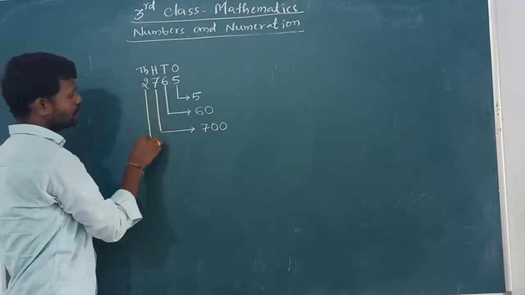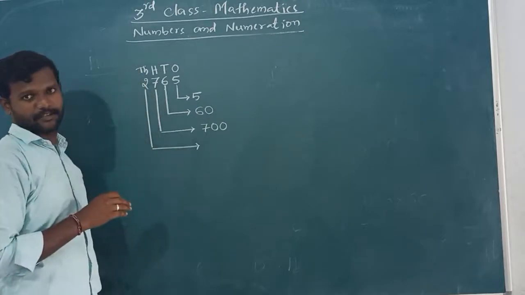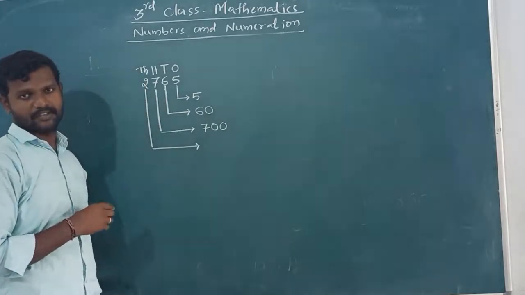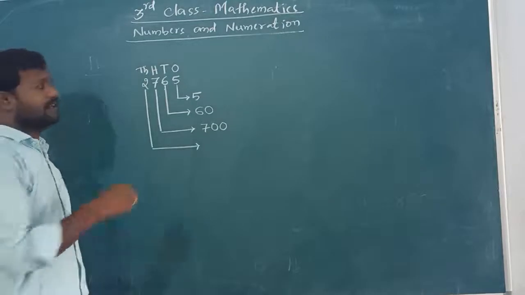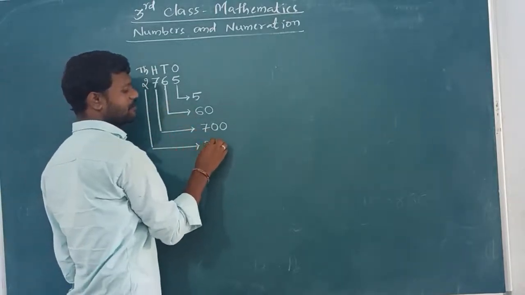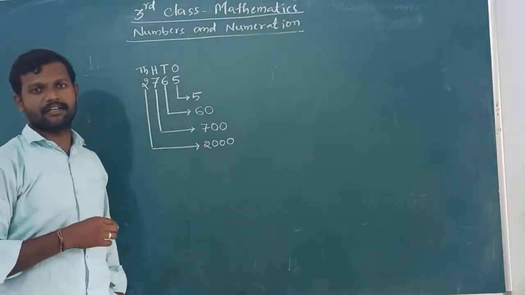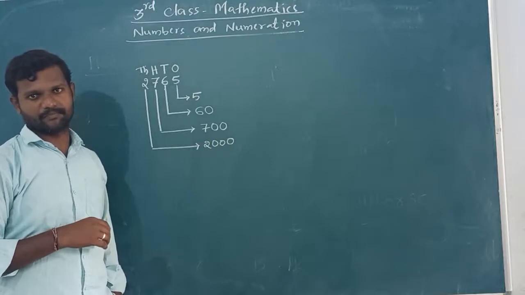Last, 2. 2 is in which place? 2 is in thousands place. So what is the place value of 2? How many thousands are there? 2 thousands are there. So that's why its place value is 2000. Like this, we can write the place values of the numbers.